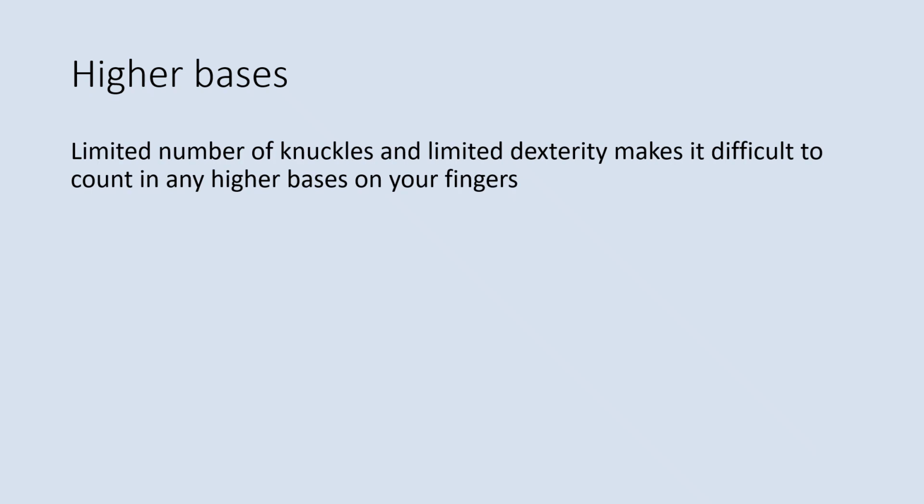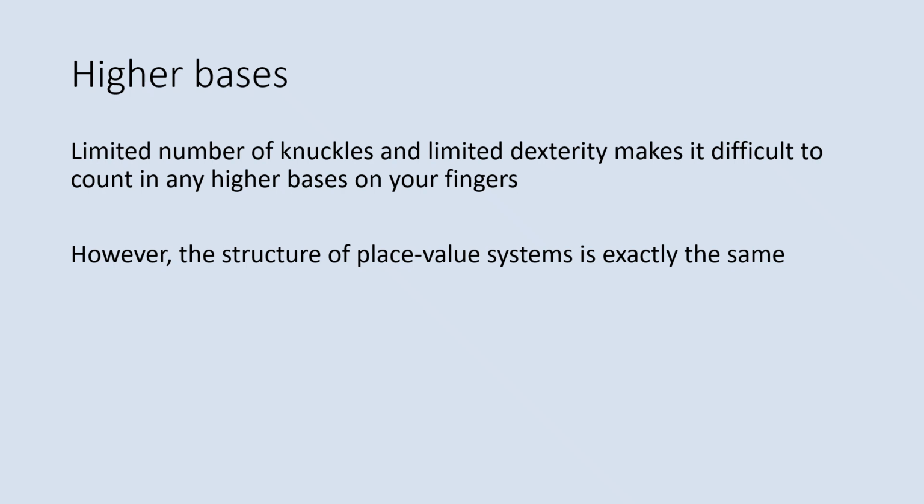On your hands, going with higher bases is more difficult. Most people can't extend their fingers in other than just kind of halfway and all the way. And then your thumb definitely causes some issues beyond base 3 as well. But the structure of place value systems stays exactly the same from this point on. So what we said originally, we have this dividing aspect from the whole number portion to the fractional portion. Everything to the left corresponds to the whole number part. Everything to the right corresponds to fractional portions.